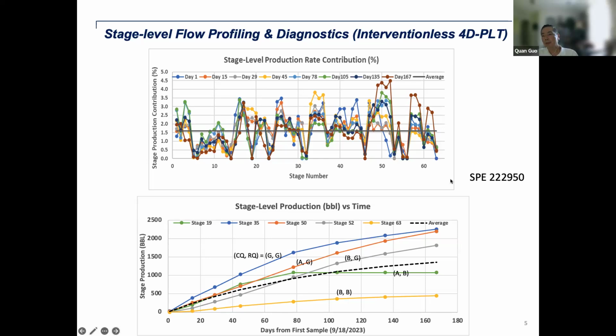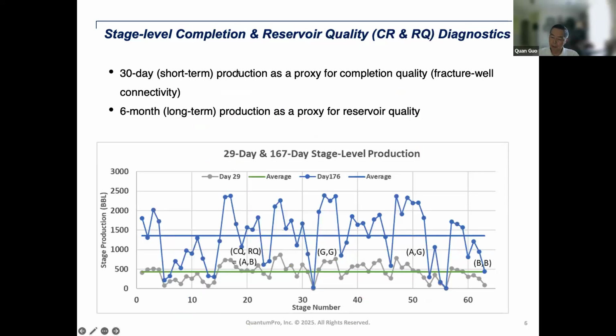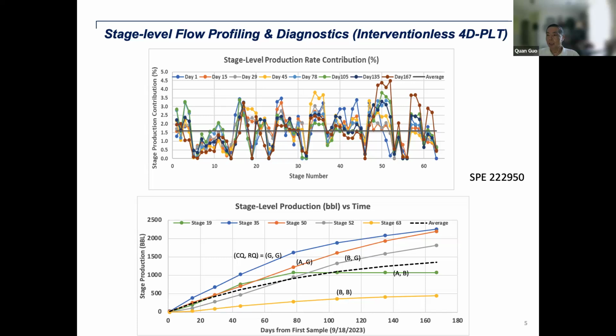So this example is from a recent SPE paper shown here. It is an Eagle Ford well from Repsol. It has 63 stages. We traced every stage with a single tracer by pumping the tracer with the propellant. When the well turned back into production, we got about 1 gallon of fluids periodically. And from the tracer recovery results, we can get the stage level production.